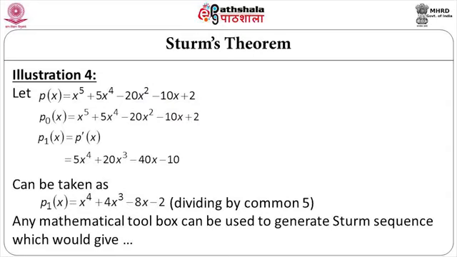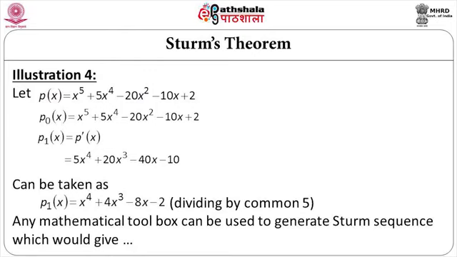P1(x) is the derivative of P. So, the derivative of x raised to 5 is 5x raised to 4, plus 5 into x raised to 4, whose derivative is 4x cube, gives 20x cube, minus x square, whose derivative is 2x, so minus 40x minus 10. Now, in this case 5 is common, we can divide by 5 and work with an easier P1 given by x raised to 4 plus 4x cube minus 8x minus 2.